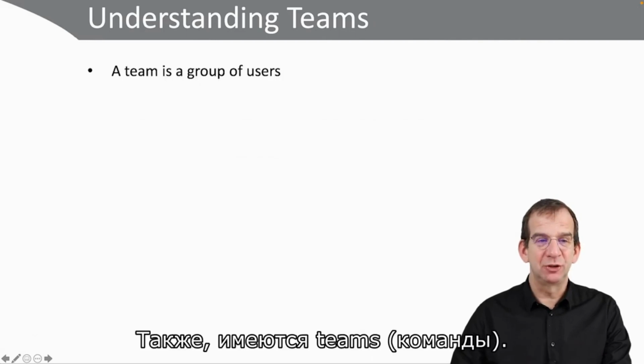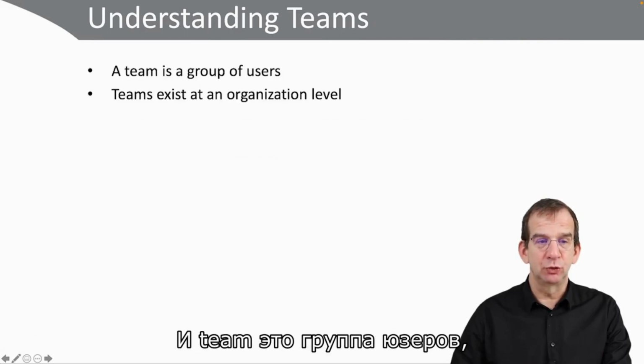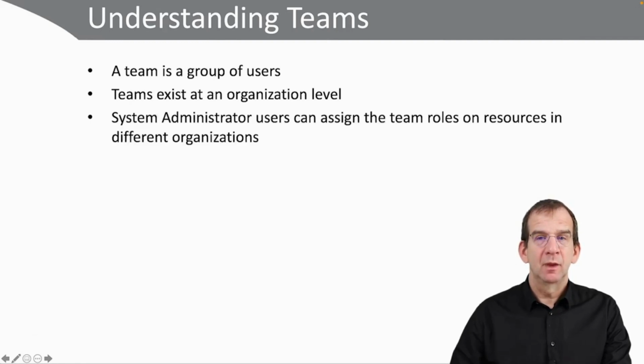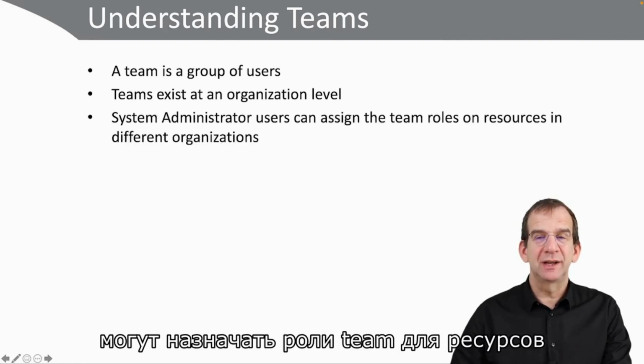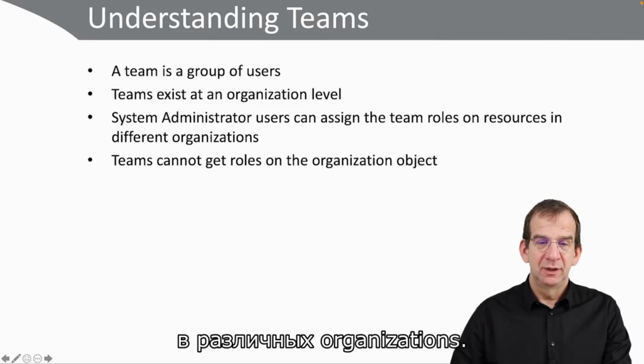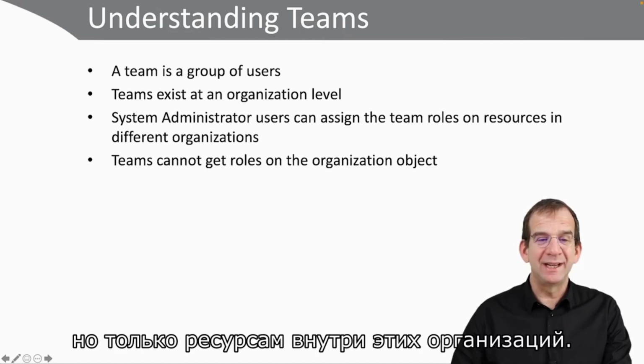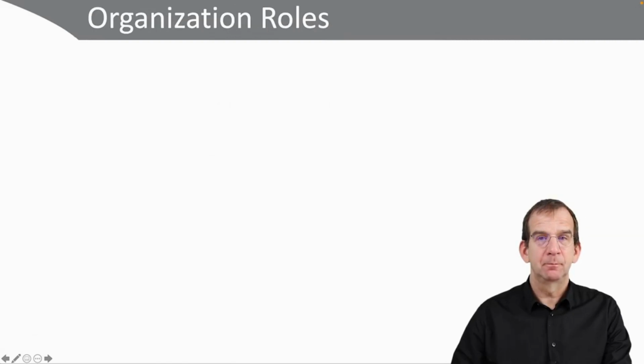Then there are teams as well. A team is a group of users, and teams exist at an organization level. System administrator users can assign the team roles on resources in different organizations, and teams cannot get roles on the organization object itself. It's about resources within the organization.